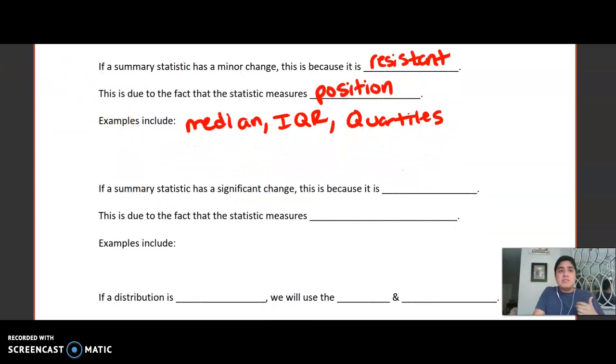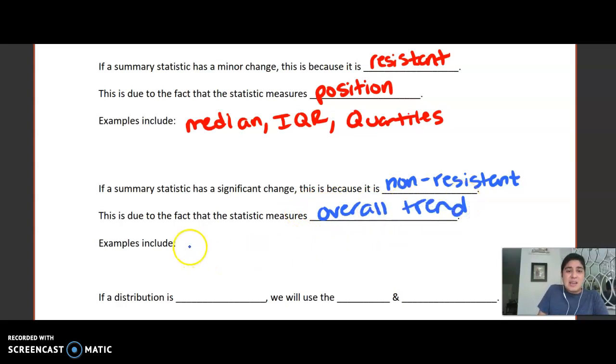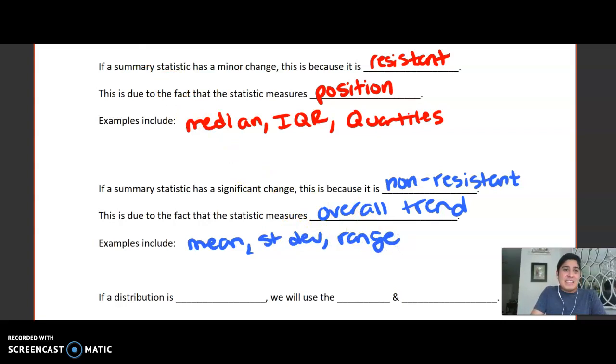Now, if it does experience an extremely large change, that is because it is what we call a non-resistant value. Meaning that this statistic measures overall trend. And so examples for that are going to be things like the sample mean, the sample standard deviation, the range. Those values are going to be greatly influenced by those extreme values.